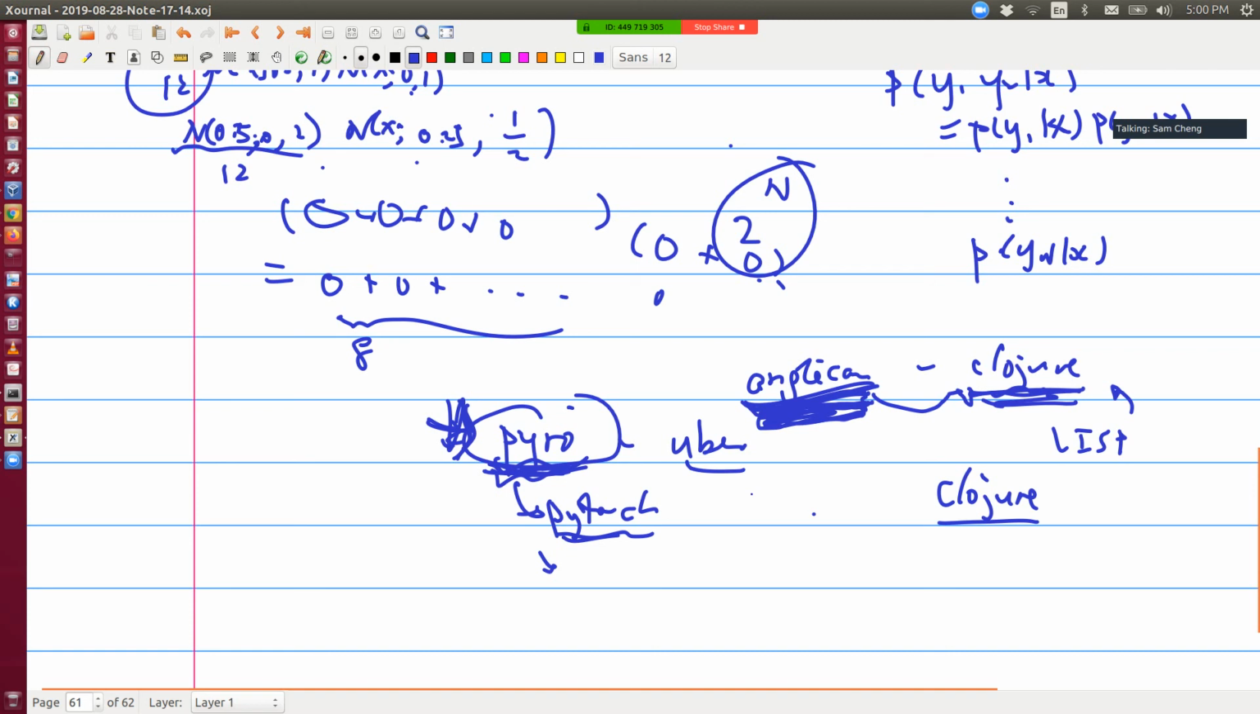For example, in my other class, I talk about a variational autoencoder. I'm not sure how many of you remember that, in my neural network class, and they have an implementation in Pyro. It's just like 2 pages of code. So therefore, it's pretty nice.